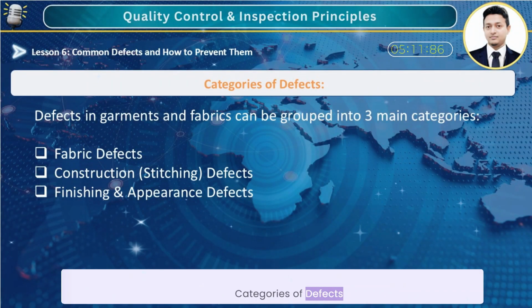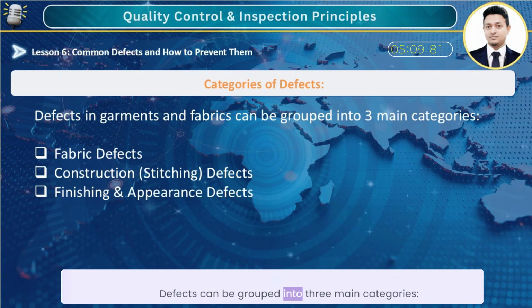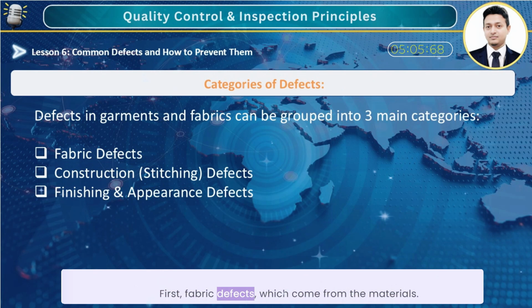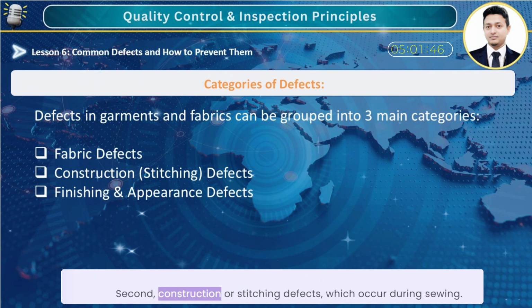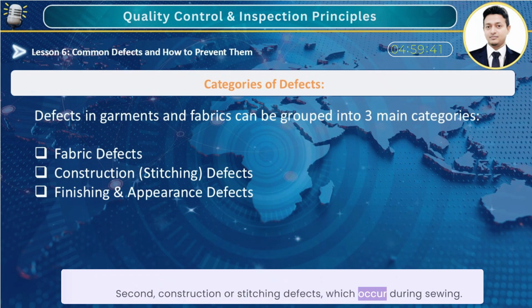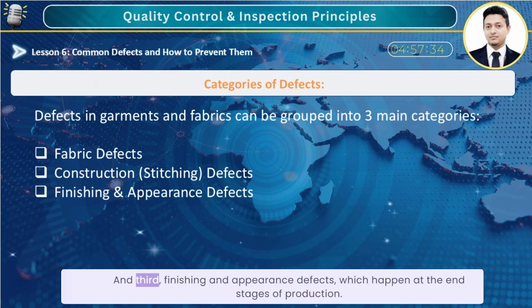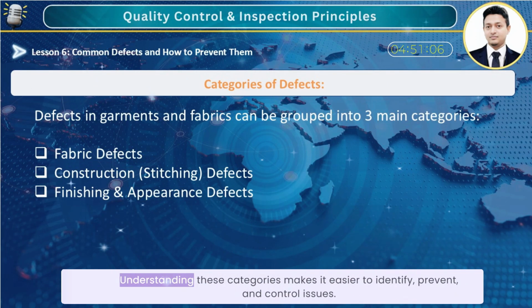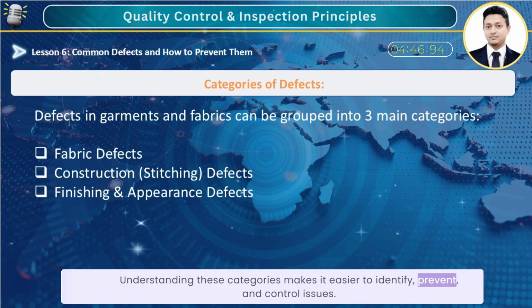Categories of defects. Defects can be grouped into three main categories. First, fabric defects, which come from the materials. Second, construction or stitching defects, which occur during sewing. And third, finishing and appearance defects, which happen at the end stages of production. Understanding these categories makes it easier to identify, prevent, and control issues.